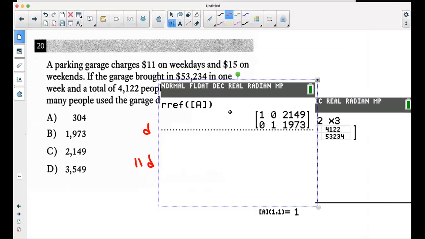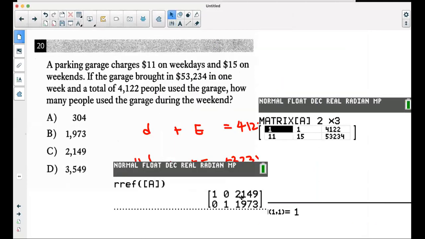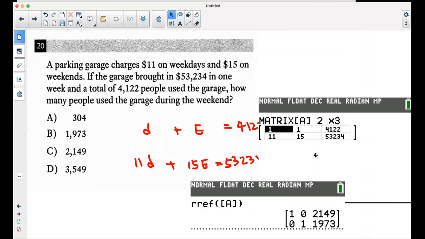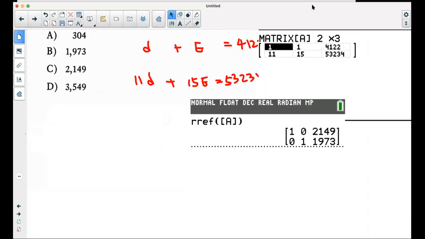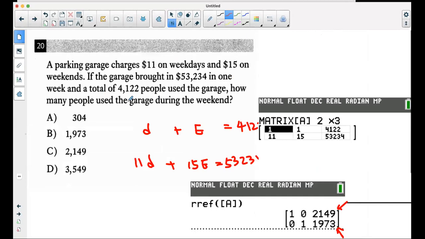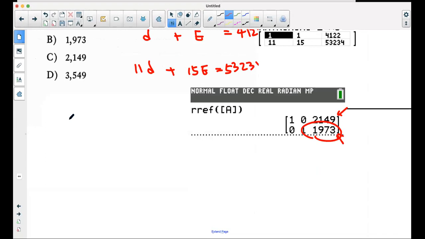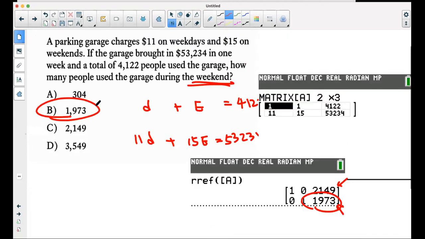So as you can see from here, this value is the answer for the first variable, which in our case is D. And this value is the answer for the second variable, which is E. So in our case, they are looking for the E value, right? How many people use the garage during the weekends? Then our answer would have been 1973. That's how we can do this question.